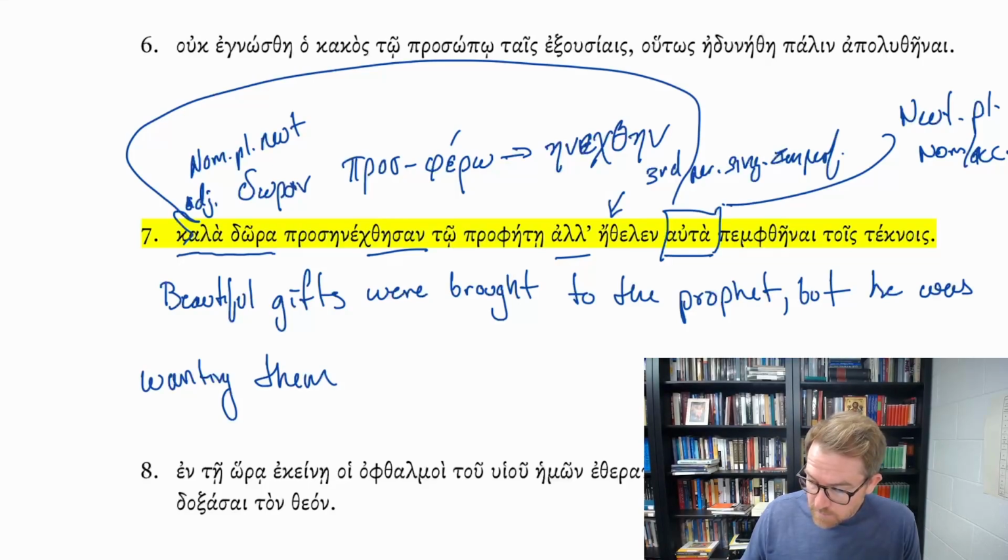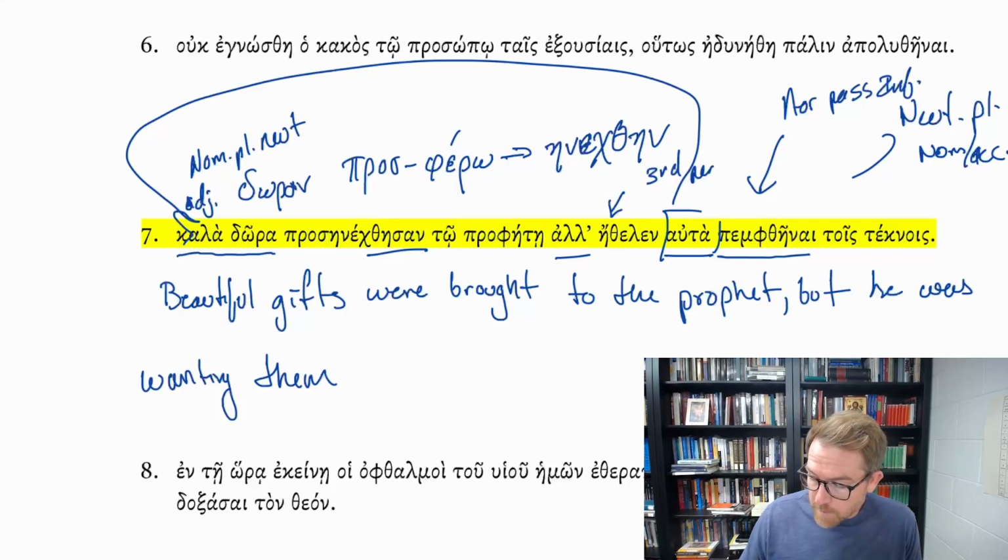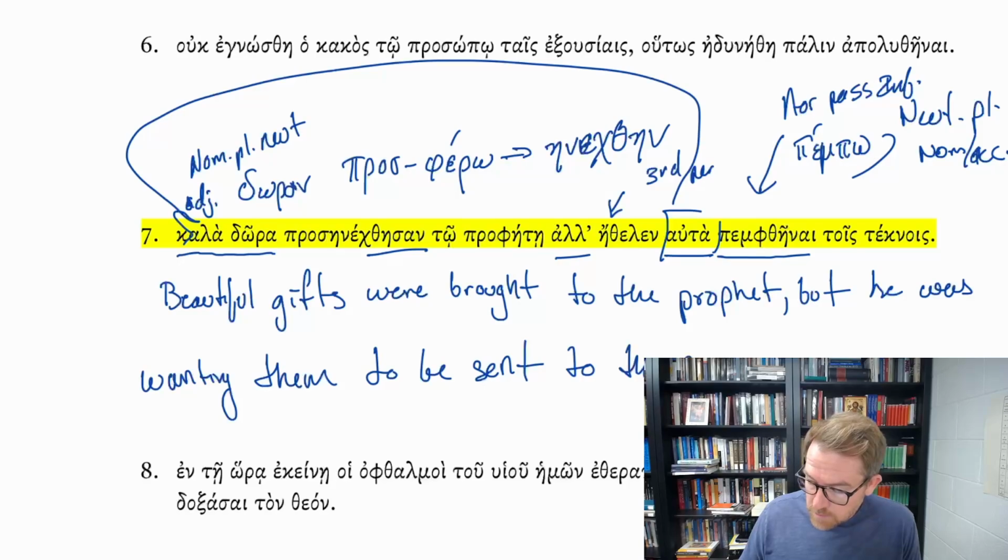pemphenai. Here is our aorist passive infinitive from pempo, I send. And so it's aorist passive, wanting them to be sent to tois technois, the children.